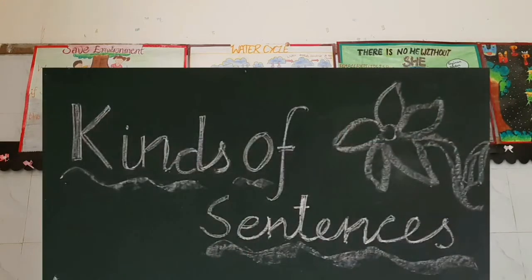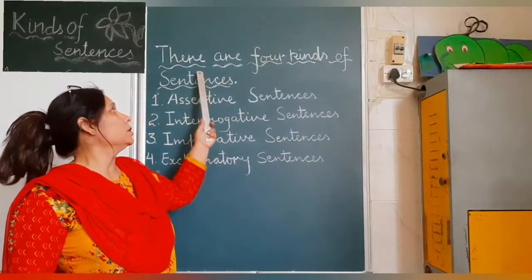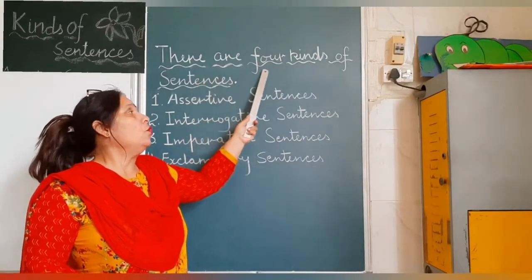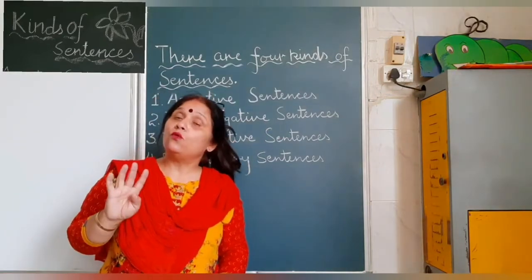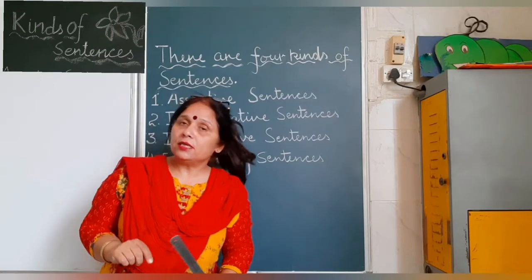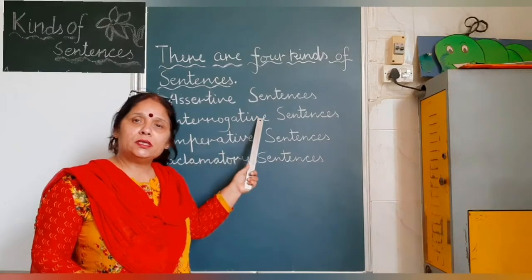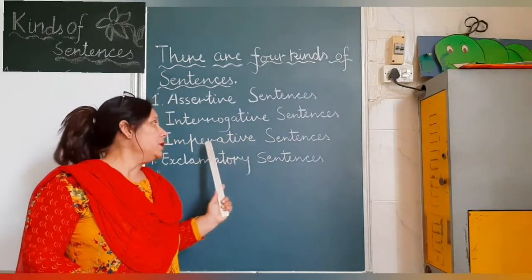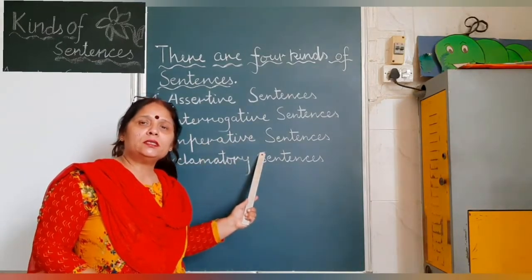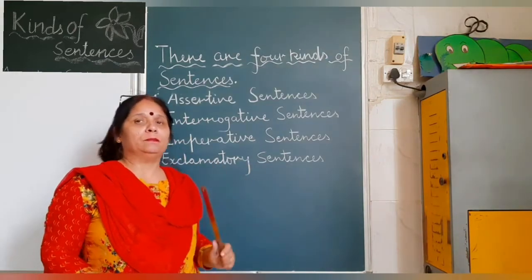To know more about the kinds of the sentences, let's move towards the board. Look at the board. There are 4 kinds of sentences. A sentence has 4 kinds. Which kinds are these? You look here. These are number 1, assertive sentences. Number 2, interrogative sentences. Number 3, imperative sentences. And the number 4 is exclamatory sentences.